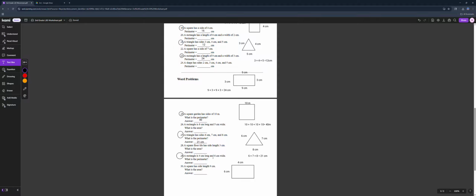But we're still looking for perimeter, we're just adding all 4 sides, so this side here will also be 6 cm, and this side here will be 4 cm. So we'll be doing 4 cm plus 6 cm plus 4 cm plus 6 cm, and that'll come out as 20 cm.